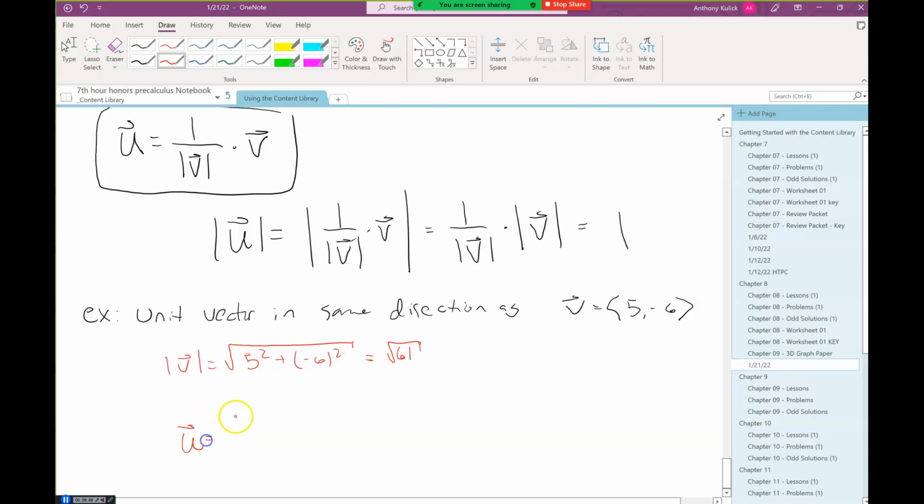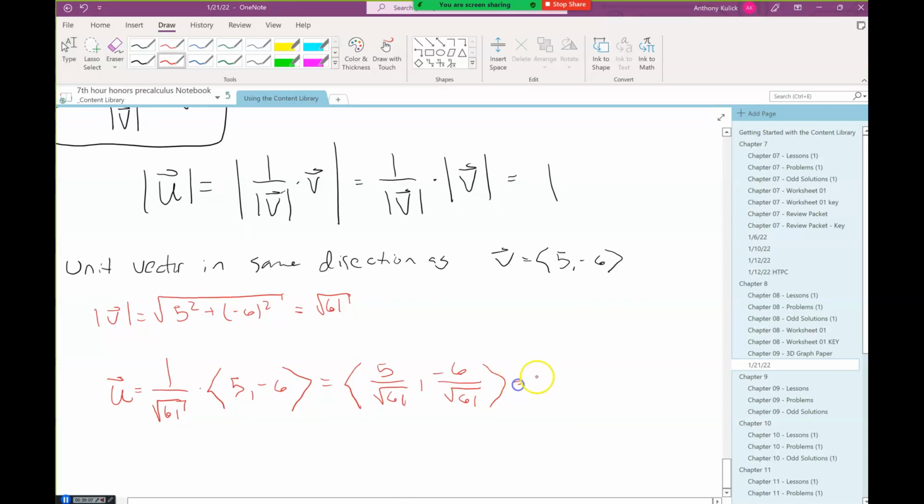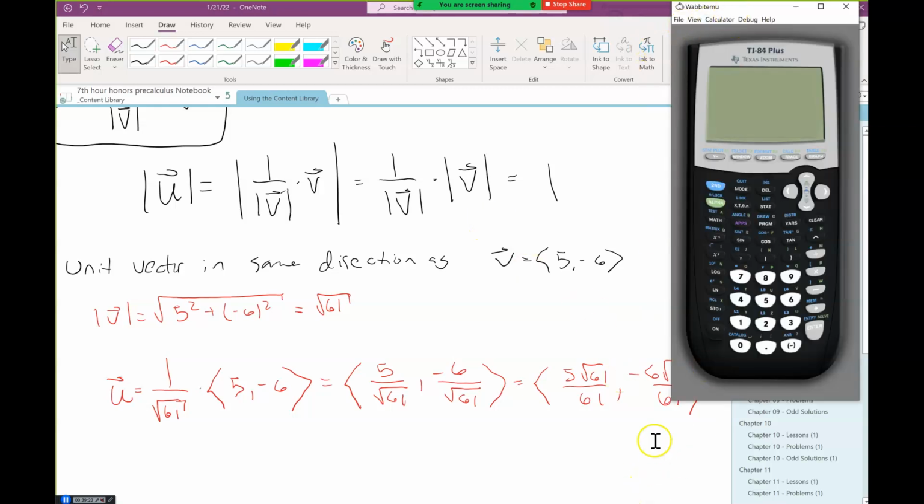So my vector u then is 1 over the square root of 61 times the vector 5, negative 6. When I do that scalar multiplication, I get 5 over the square root of 61, negative 6 over the square root of 61. And then I would probably rationalize my denominator here. So I'll call that 5 square root 61 over 61, negative 6 square root 61 over 61. But done in one line, right? No big deal.